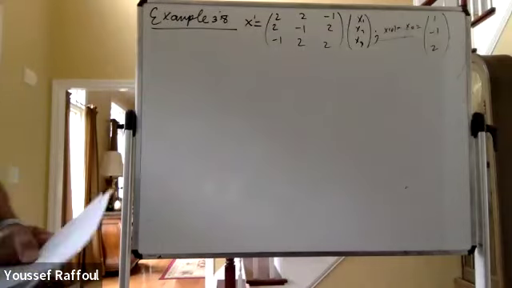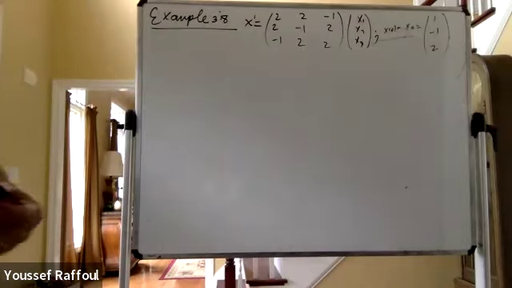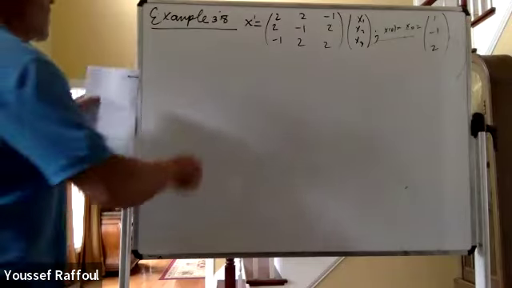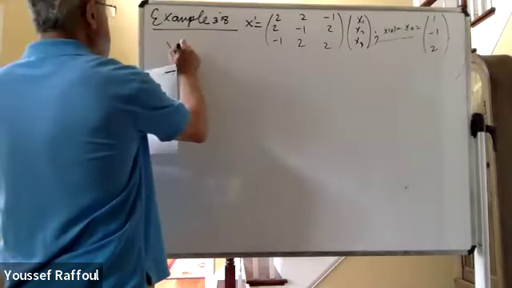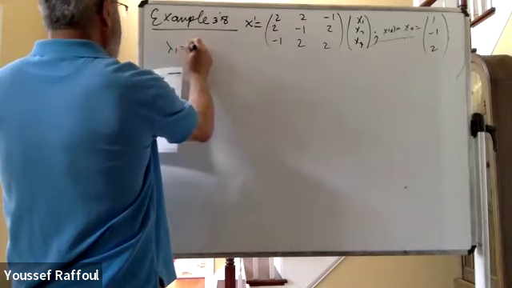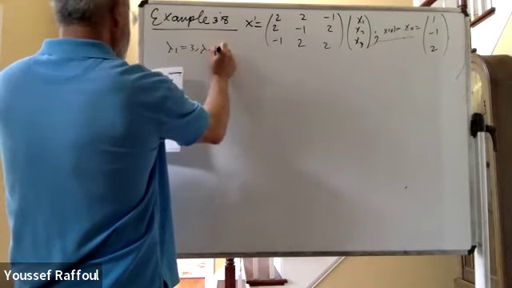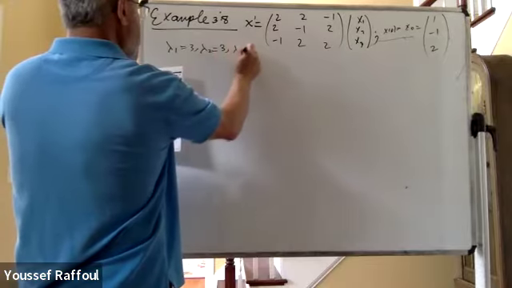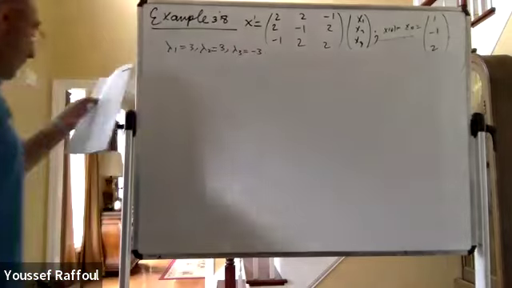Well, since I'm allowing you to use an application to find the eigenvalues, I'm not going to waste time on it. So the eigenvalues are lambda 1 equal 3, lambda 2 equal 3, and lambda 3 equal minus 3.